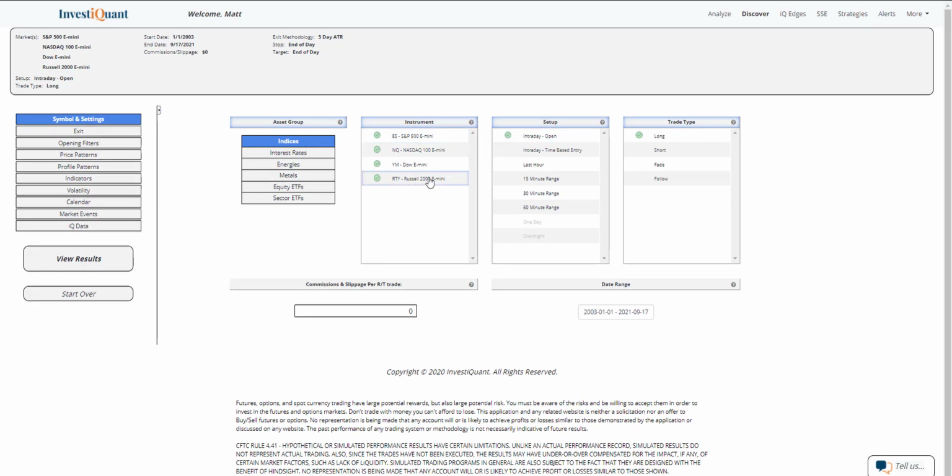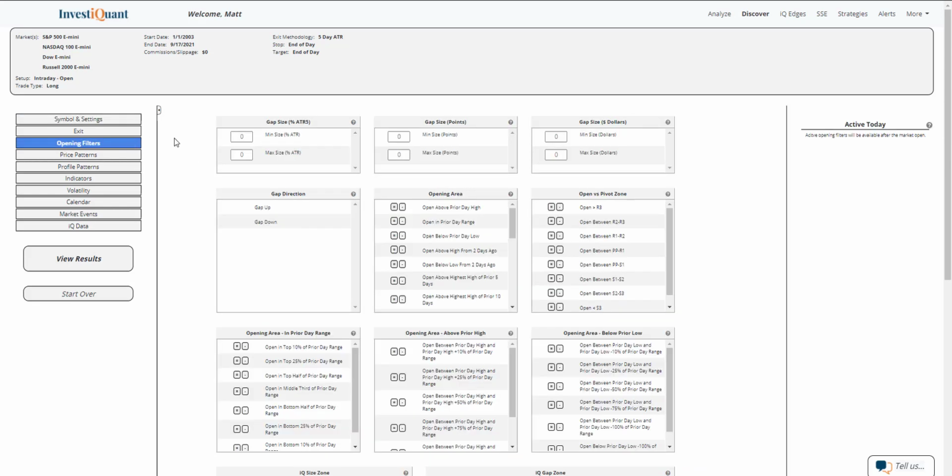I've got all four instruments selected. The setup will be based upon entering the market long at the open of regular trading hours, which is 9:30 a.m. Eastern Time, and exiting at 4:15 p.m. Eastern Time. Now, currently we are trading right in the middle of yesterday's range, right around the midpoint. So I'm going to select for the opening area, open in prior day range. I'm going to hit equals right there to add it to the test.